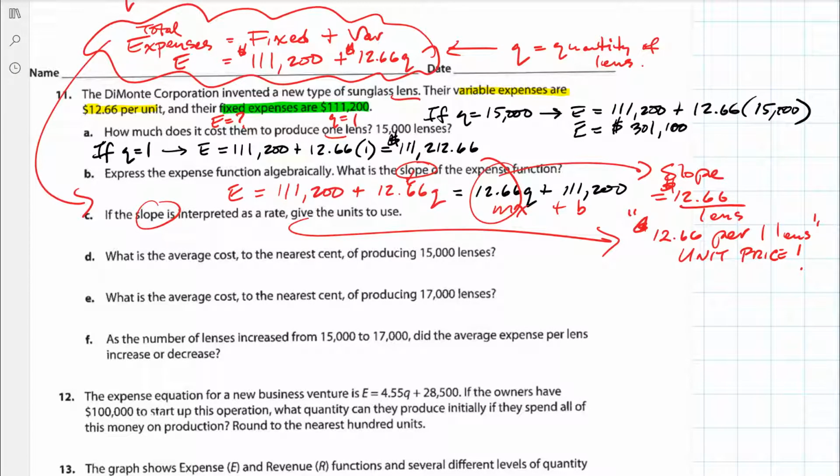D is the average cost. What is the average cost to the nearest cent? Producing 15,000 lenses. Well, we should know how to do that. So let's work on that. To find the average cost, we take the total cost and divide it by the total quantity. So we already did this in part A. We know the total cost for producing that is $301,100. We're going to take $301,100 and divide it by the quantity, which is 15,000.